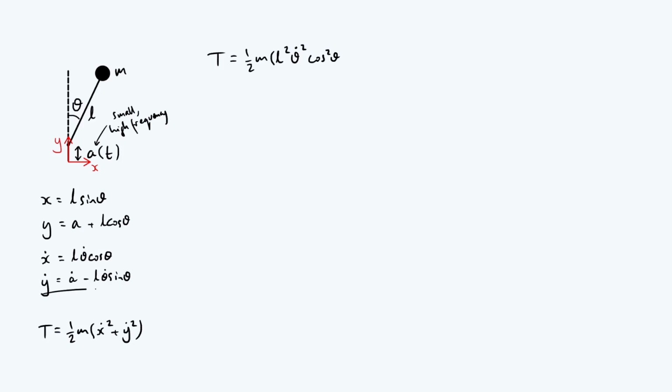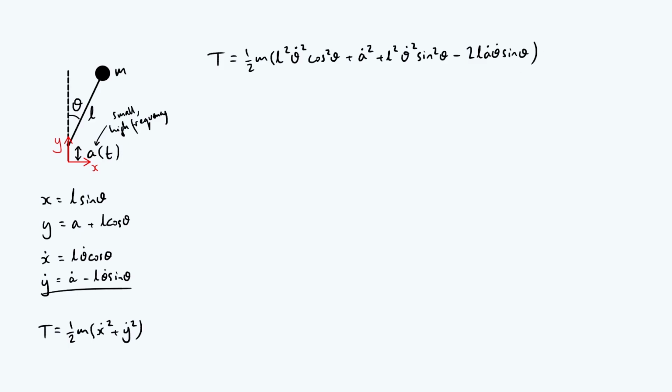Then we need to square this entire y dot term. So you're going to get three different terms. You're going to get your first term squared, which is a dot squared. You're going to get your second term squared, which is L squared theta dot squared sine squared theta, and then you're going to get twice the product of the two parts of y dot, your cross term, which is going to be minus 2 L a dot theta dot sine theta, and close those brackets.